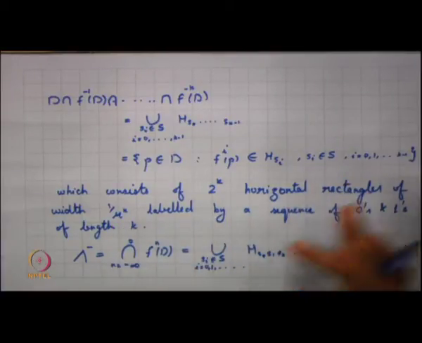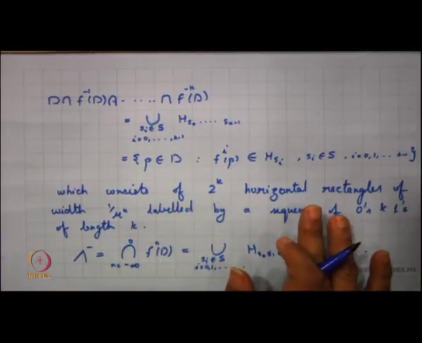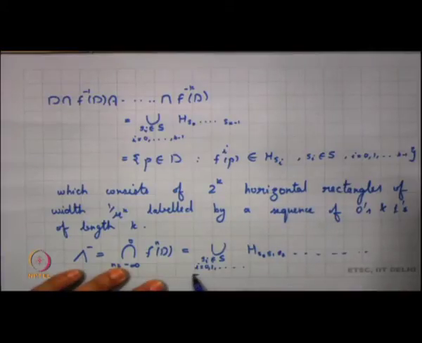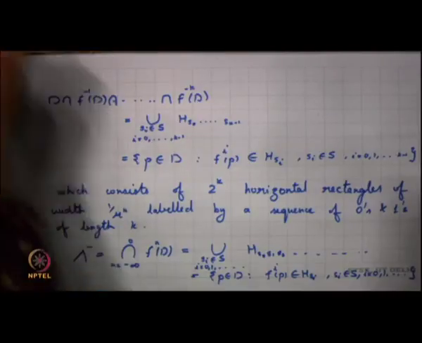Now, each of these lines has a unique association with a sequence of zeros and ones, and there are infinitely many such horizontal lines. Also, we can say that this would be the set of all p in D such that F^i of p belongs to H of S_i, where S_i belongs to S and i varies from 0, 1 onwards. So, now we have this particular picture for the forward and the backward. How exactly can we see that? Maybe let us try to see this figure.